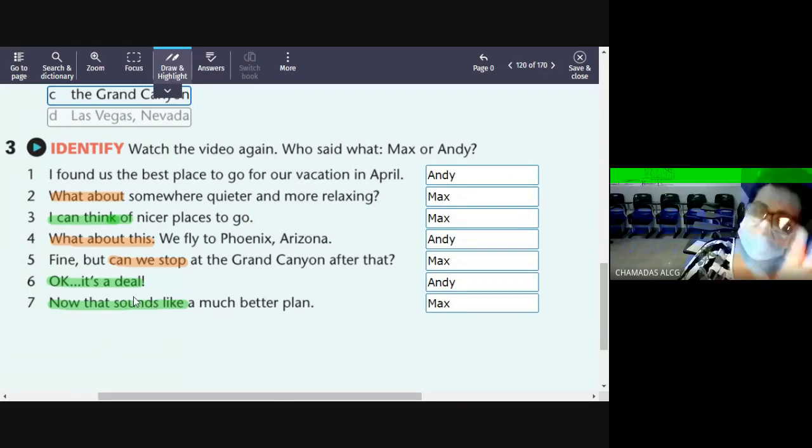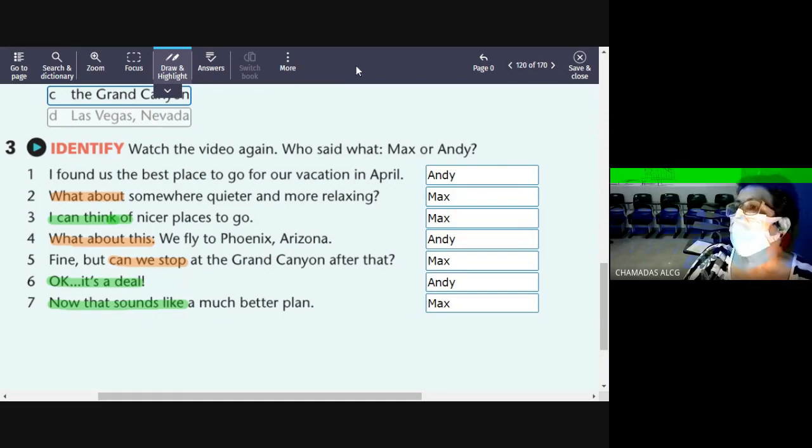Ah, ok, agora parece plano bem melhor. Okay, people? Now that sounds like a much better plan. Okay? All right? So they are expressions to show your opinion when you are deciding what to do.